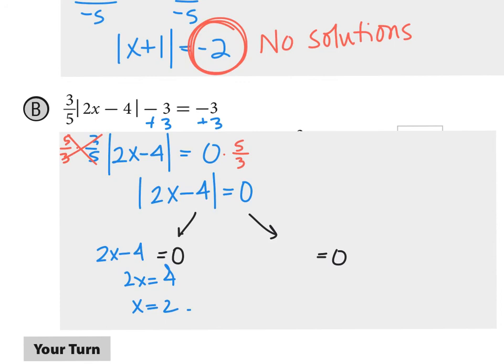And I'm going to get the same thing if I solved it over here. So then on my number line, I'm just going to plot the point, x equals 2. And there will only be one value or one solution for this absolute value. And that's the only time. Equaling 0 is the only time that you can get one solution and you don't get two solutions.